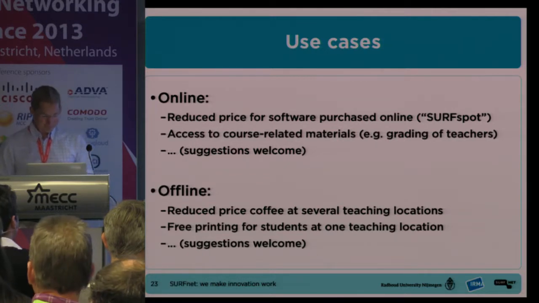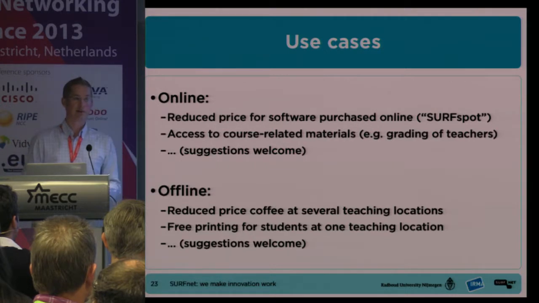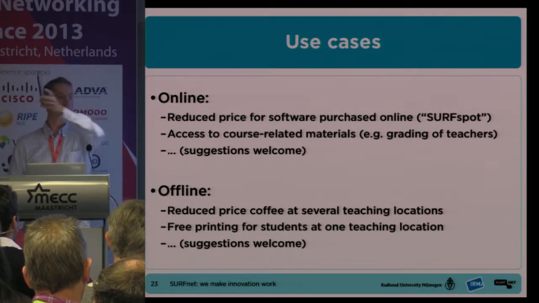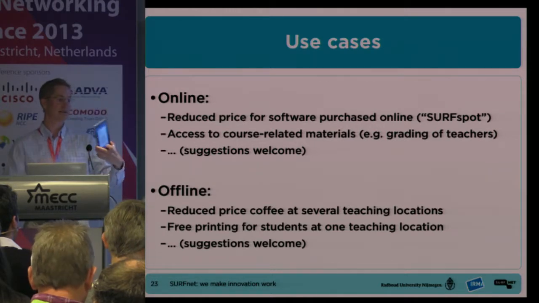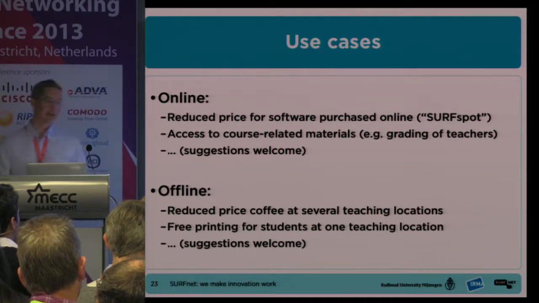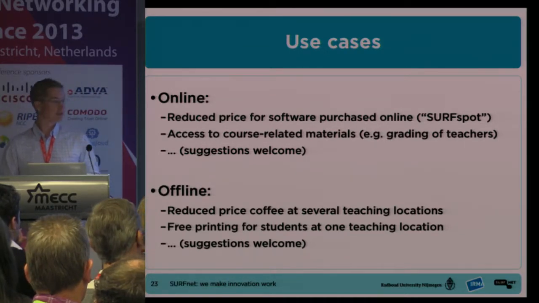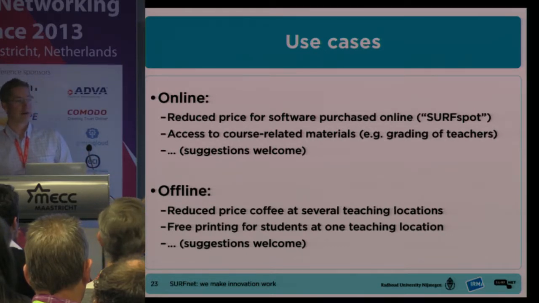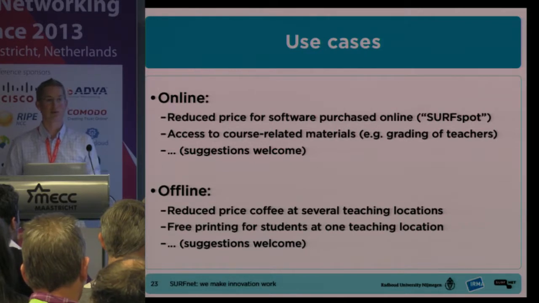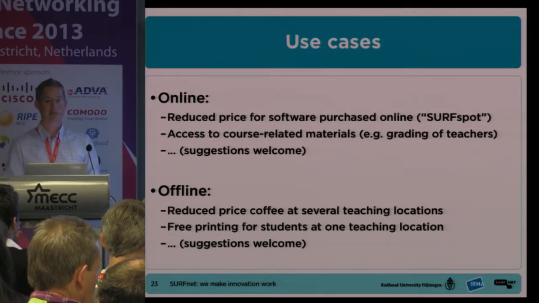And we have a number of offline scenarios as well. They can get coffee at a reduced price at a number of teaching locations where we equip the tills with one of these devices, so the cashier can use that to check whether they have certain attributes. And they can print for free at certain teaching locations, because normally students in the Netherlands pay to print documents. These scenarios were designed to entice students to actually use the card so that we can learn how it performs in real life.